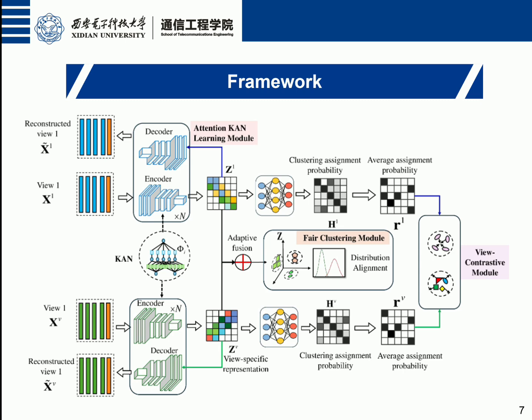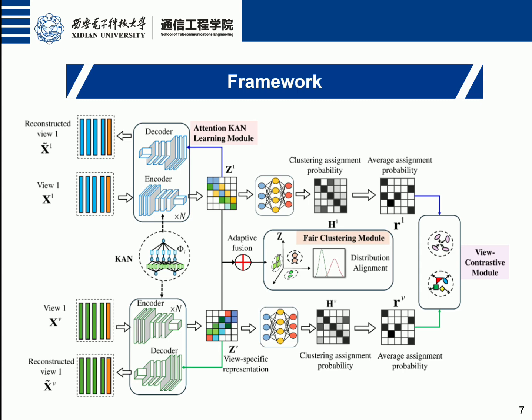the clustering outcome. After obtaining the features from all views, we use an adaptive fusion mechanism to integrate them into a unified embedding. The fusion weights are learnable, allowing the model to automatically adjust the importance of each view. The fused features are then passed to the Fair Clustering Module.